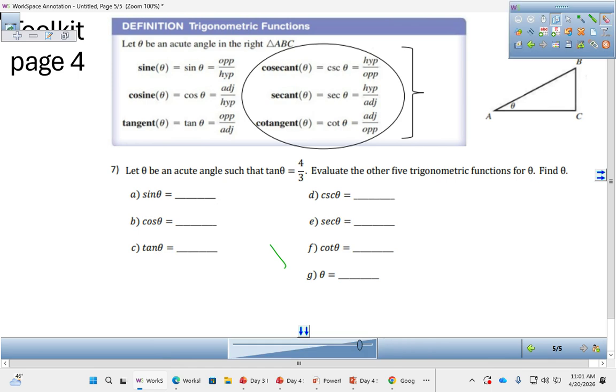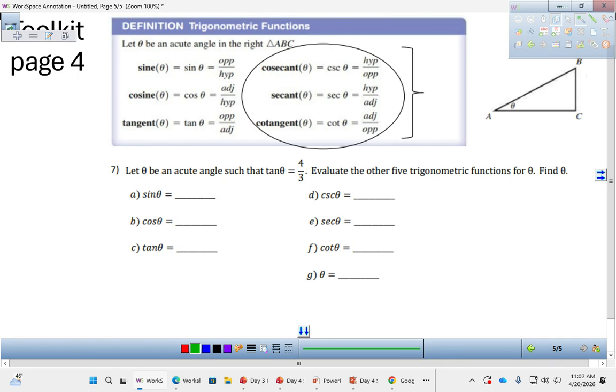So here's what we're going to do for a problem like this. It says let theta be an acute angle such that tangent theta equals 4/3. So theta is an angle. What I know about it is it's acute. So what does that mean? It's got to be less than 90.